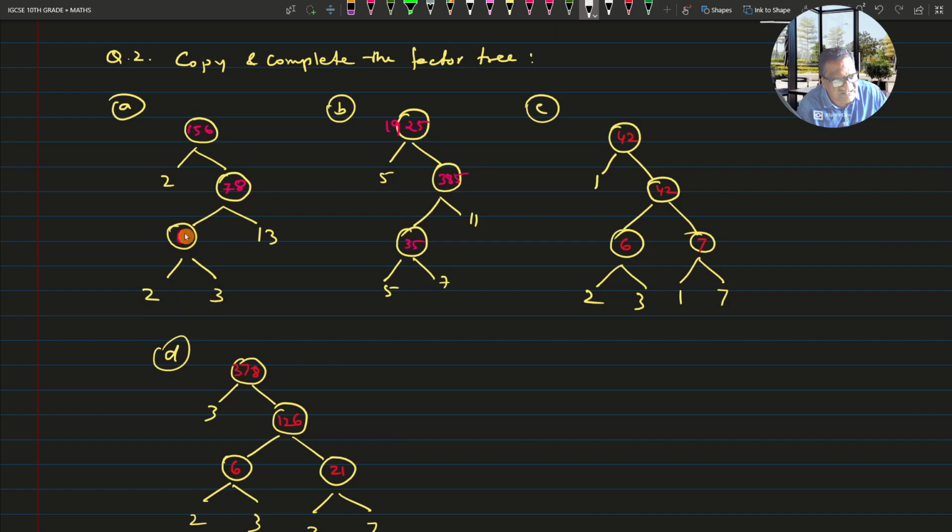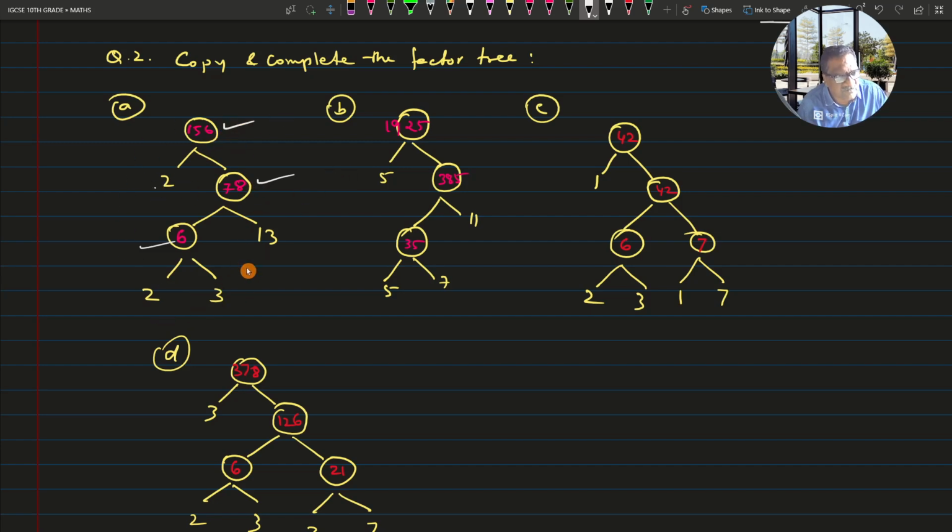So 2 into 3 is 6. So I have written 6 in red. So 6 is the answer. Okay. Then you have 13 over here. So 13 into 6 will be how much? So 13 into 6 has to be 78. So I'll write 78 over here. Then 78 into 2 is how much? 156. So I'll write 156 over here.